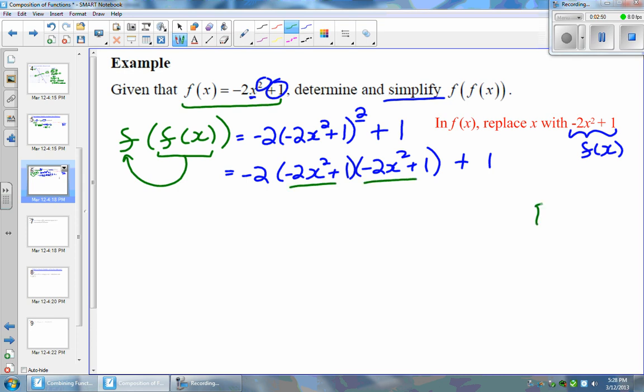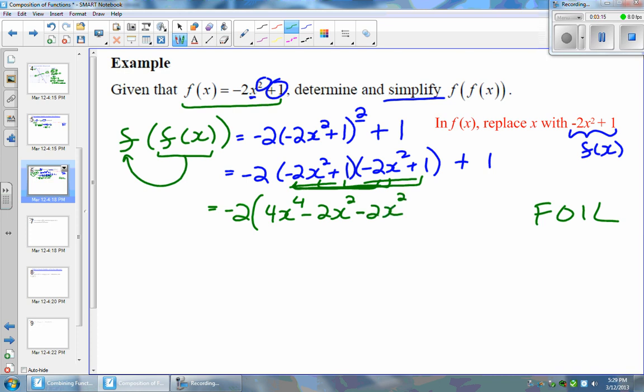So we're going to go ahead and FOIL. Okay, so the first two terms, when I multiply them together, I'm going to have negative 2 up front. Don't want to forget that. We're going to have positive 4x to the power of 4. My outer terms are going to be negative 2x squared. Okay, inner is going to be, sorry about that. Inner is going to be 1 times negative 2x, which is going to be negative 2x squared. And last is going to be 1 times 1, which gives me just 1. Okay? And we're all adding this to 1.